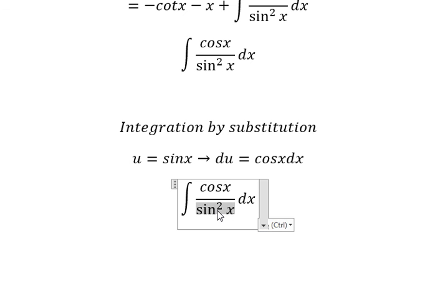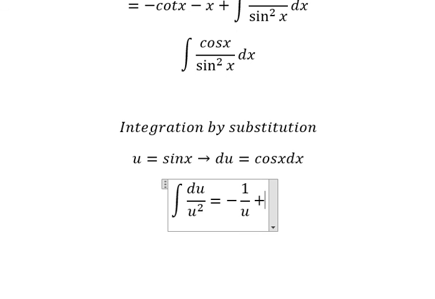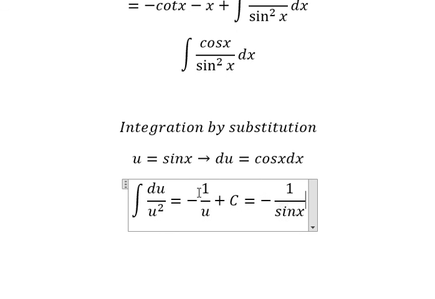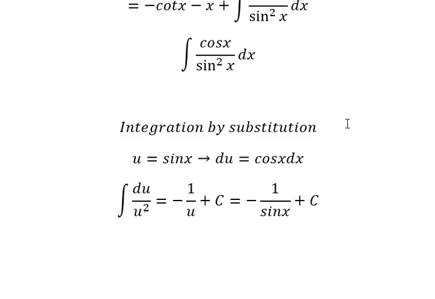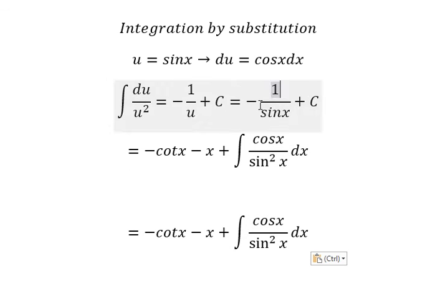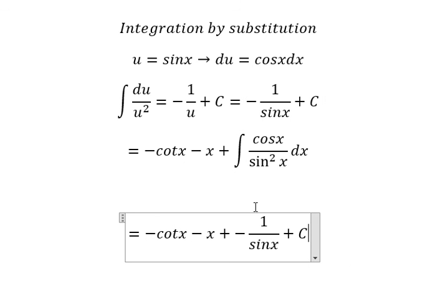This one you got u squared. Cosine x dx we change to du. The integration of this one you got negative 1 over u, and we put c. About u, that's sine x. Now we go back in here. The integration of this one, that's this one, and we put c in here.